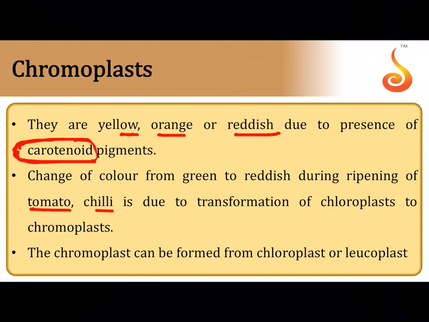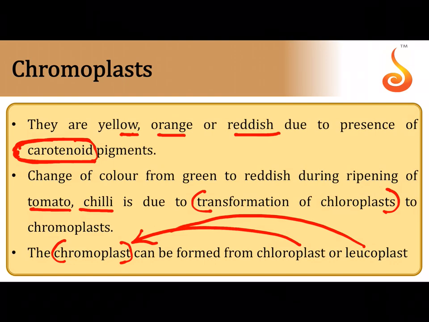And you can see the change in the color of the tomato and chili when it is raw and when it starts becoming ripened. That is because there is a transformation of chloroplast to chromoplast. A chromoplast can come from both a chloroplast and a leucoplast. A chloroplast can lose its grana, it can change its chlorophyll molecule in order to become a chromoplast. As the fruit starts maturing, the green color is replaced by reddish coloration. So either a chloroplast can transform into a chromoplast, or a leucoplast can transform into a chromoplast.